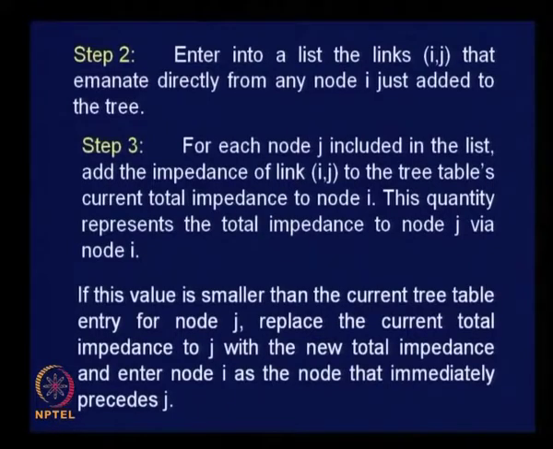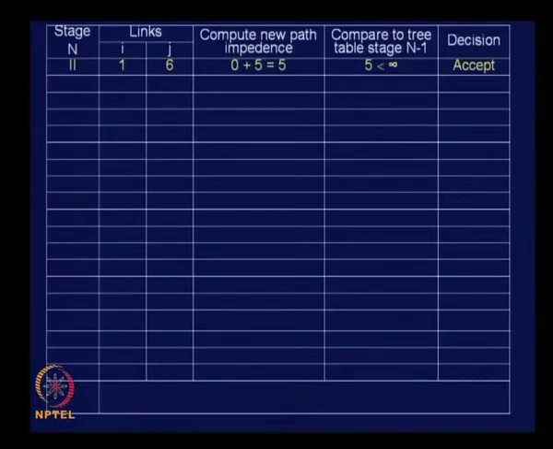If this value is smaller than the current tree table entry for node j, node j is 6. For 6 we have entered a value of infinity. Obviously, in the first step it is going to be much less than the current value of infinity. Replace the current total impedance to j with the new total impedance and enter node I as the node that immediately precedes j. So, this is the result that we get on completion of the steps that we discussed. Stage 1 is completed. Now we are in stage 2, right.